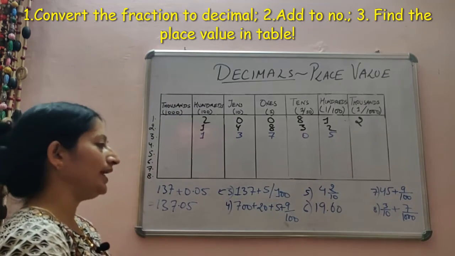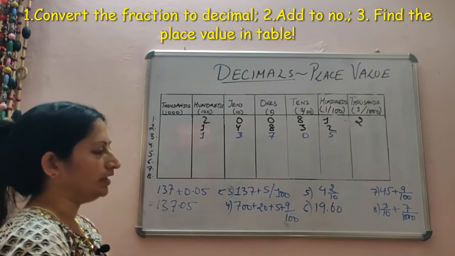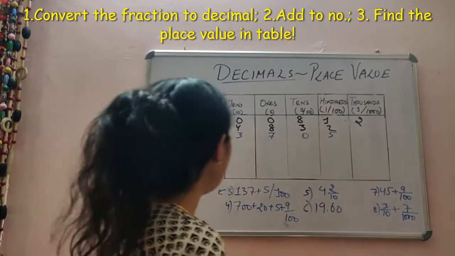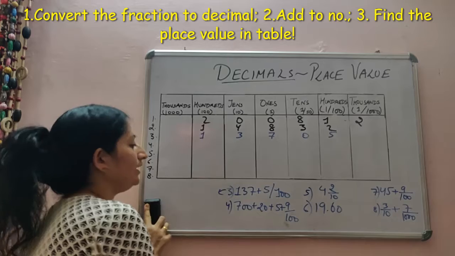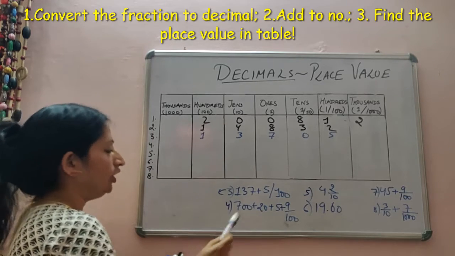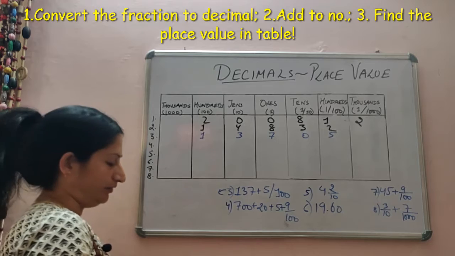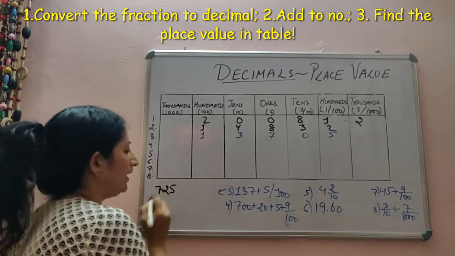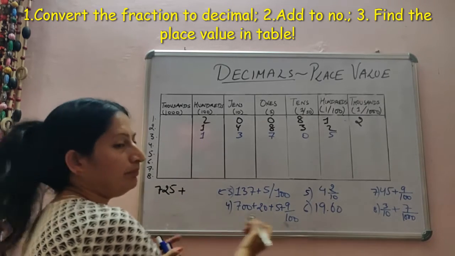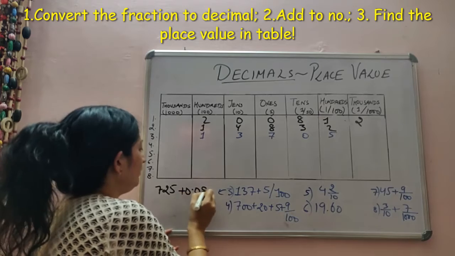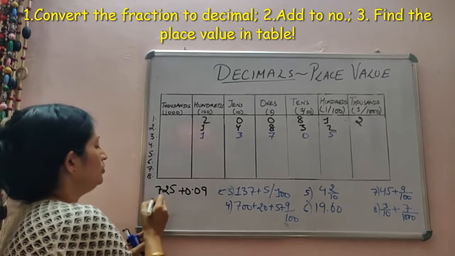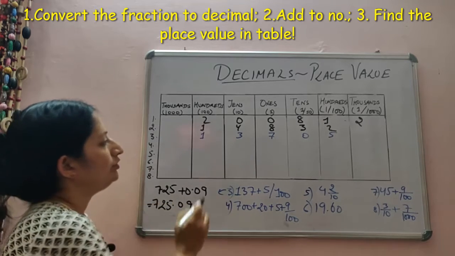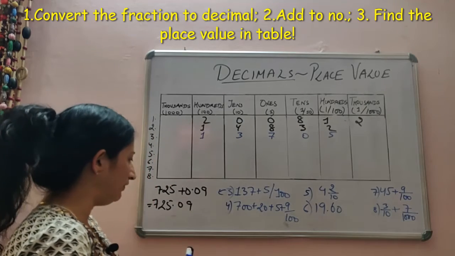Now let's go to the next number, that is 700 plus 20 plus 5 plus 9 by 100. So let's change its form and write it in decimal form so as to understand. 700 plus 20 plus 5 you can write as 725, plus you will have 9 by 100. So 9 by 100 can be written like this in decimals. So your number will be 725.09.